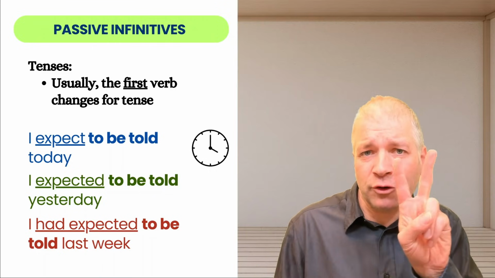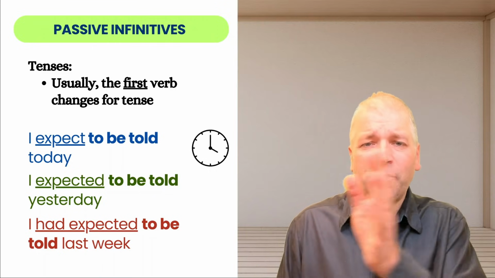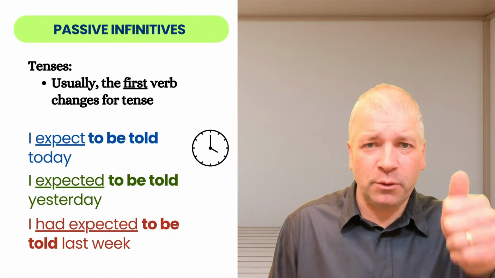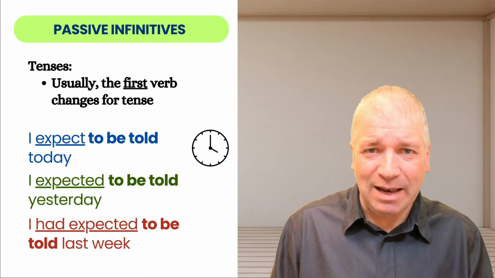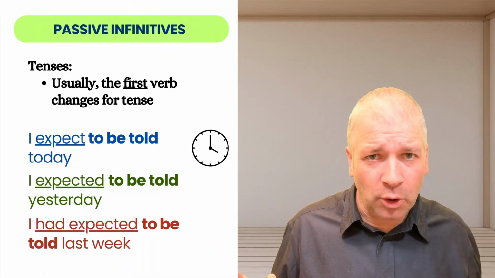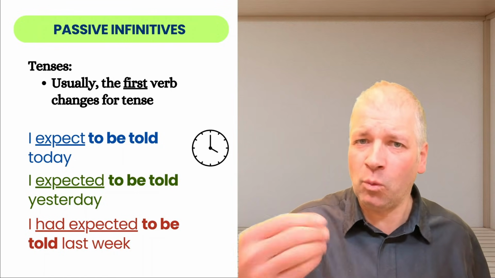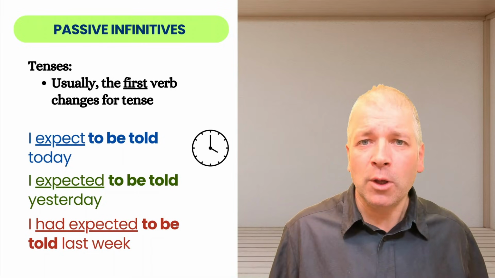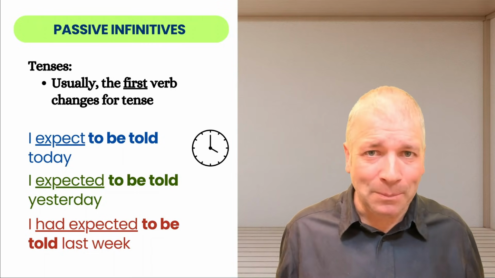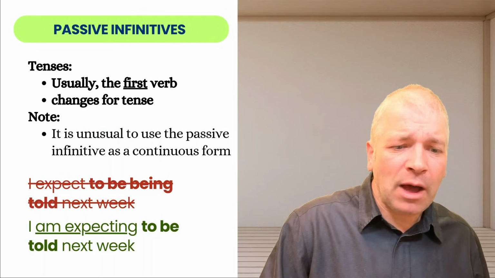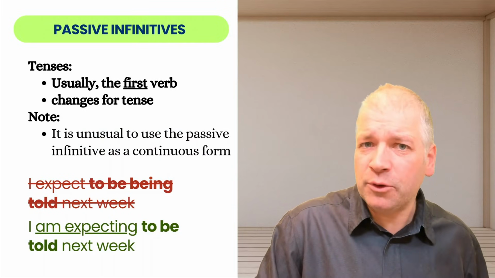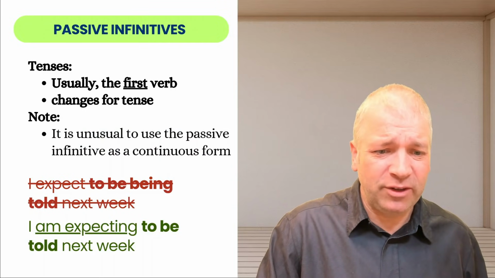This is where we have two verbs together, one verb followed by the next. Focus on the first verb for tense. Don't follow normal passive rules where the verb to be changes into was or were or will be. Now, there are some exceptions when it comes to tenses, what we do with passive infinitives.